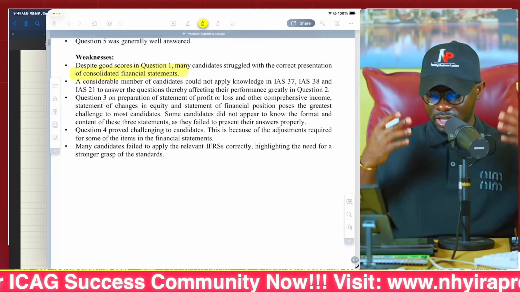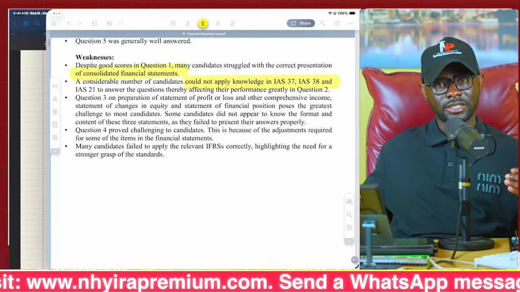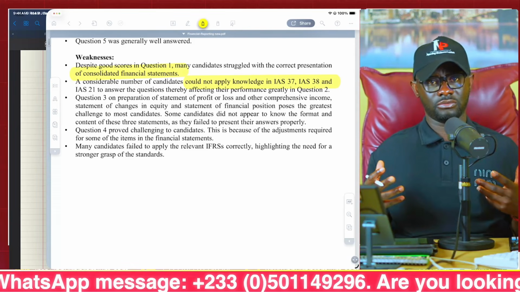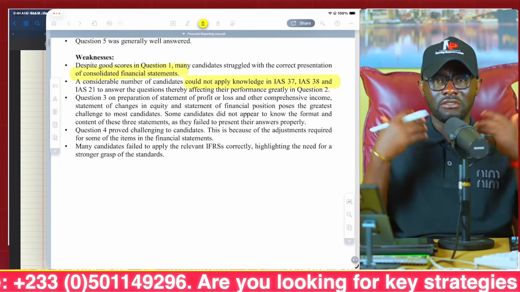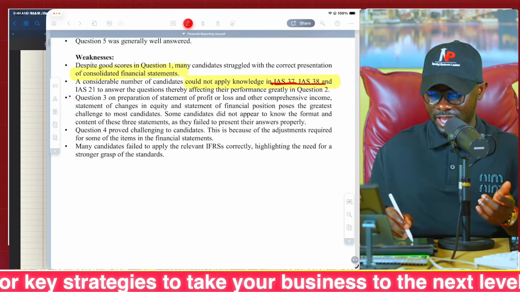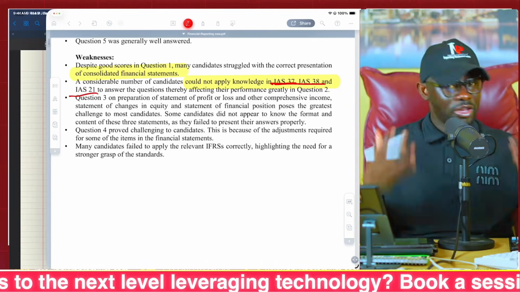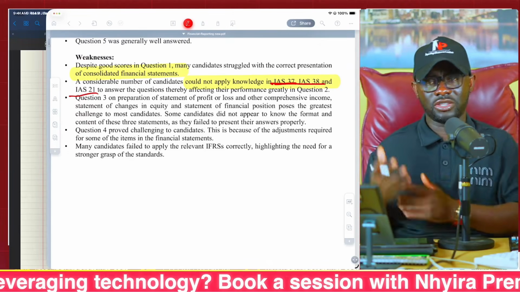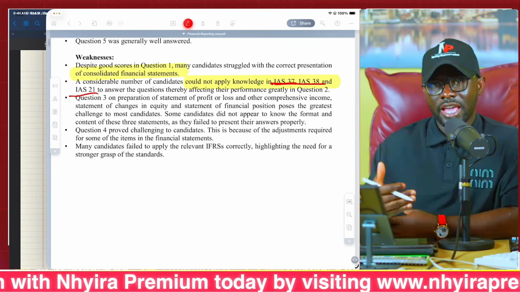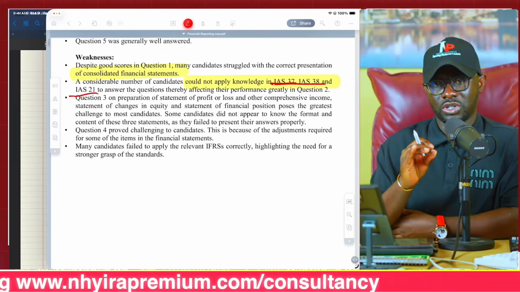The second thing has to do with a considerable number of candidates who could not apply knowledge of IAS 37, IAS 38, and IAS 21 to answer question 2. And question 2 is on the standards. I mean, there is no way you can walk into a financial reporting examination without an understanding of IAS 37, IAS 38, IAS 21. These are some of the basic standards that you're supposed to know about. But quite a number of students struggle in answering questions in this area in question 2. So again, be mindful of the standards, the principles, and the concepts to put you in the position to pass the examination.